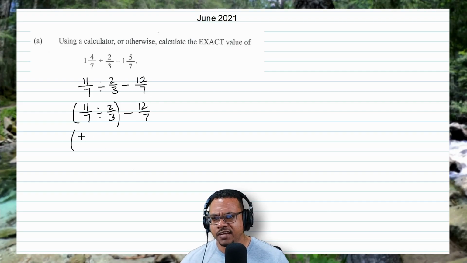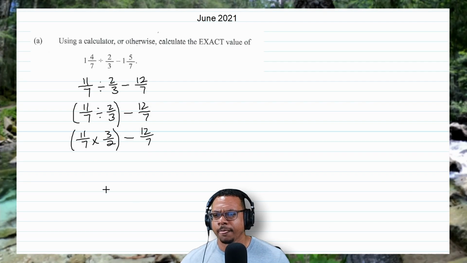So I'll convert that divide to multiply and invert my divisor. So I have 3 over 2, take away 12 over 7. Now here, nothing would cancel: 7 and 3, 11 and 2, nothing here, nothing here. So I have to multiply across. 11 by 3 is 33, and then 7 by 2 is 14. So 33 over 14, take away 12 over 7.